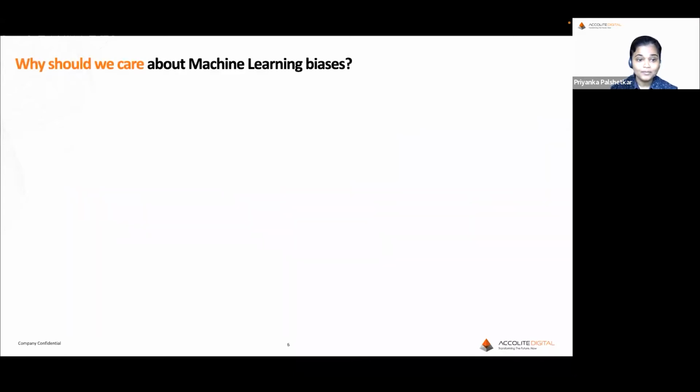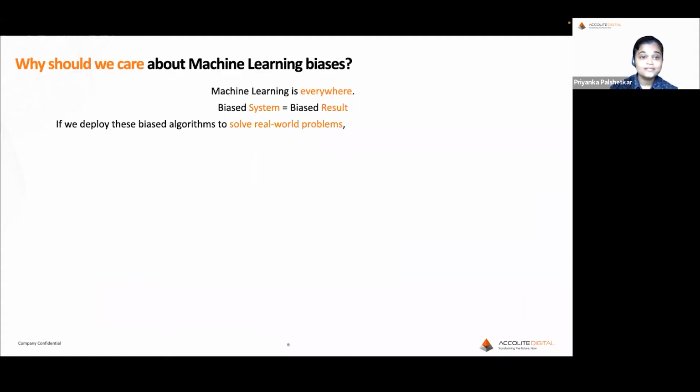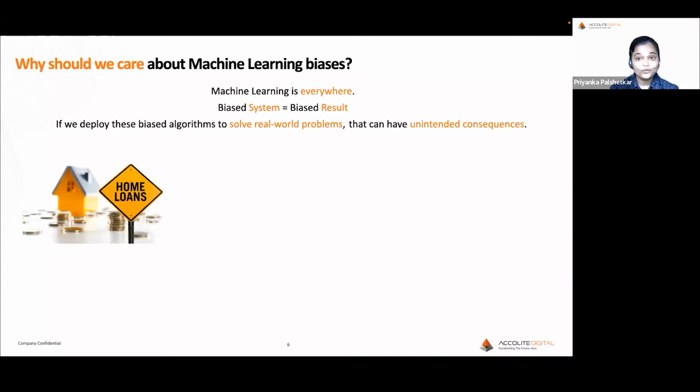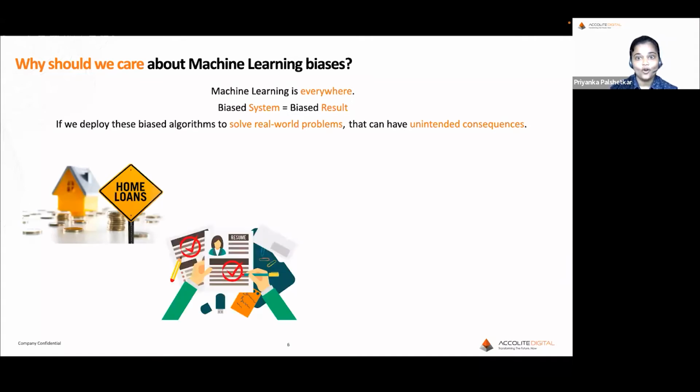We should care because machine learning is everywhere. It is present in all systems around us. And if these systems are biased, then so are the results. It isn't difficult to see that if we use biased algorithms to solve real world problems for us, then that can have consequences and sometimes even unintended ones. Now, whether we like it or not, the impact of machine learning on our life is growing very rapidly. Machine learning algorithms determine whether we would get the mortgage for our dream home and also if our resume would be shortlisted for the next job or not.